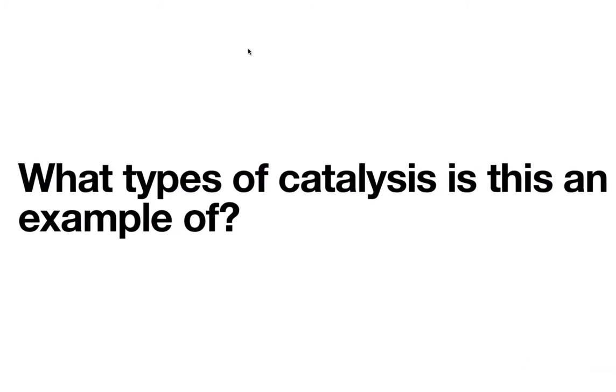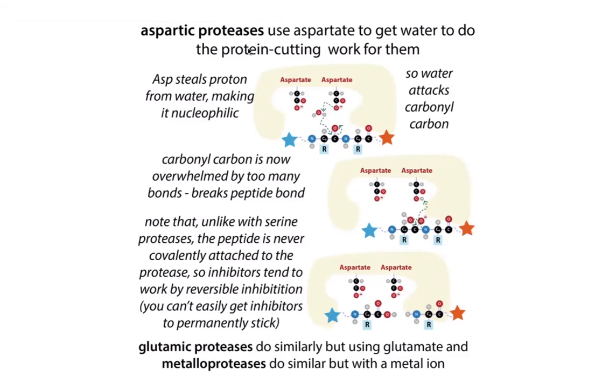So what types of catalysis was that an example of? Right. So that was an example of acid-base catalysis. That was an example of proximity catalysis or entropy reduction. Not a metal catalysis because we didn't have any metals involved, but it was a covalent catalysis because we were forming that covalent intermediate. But that's not always going to be the case.